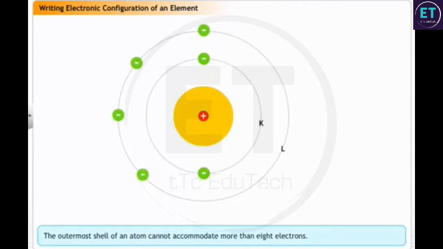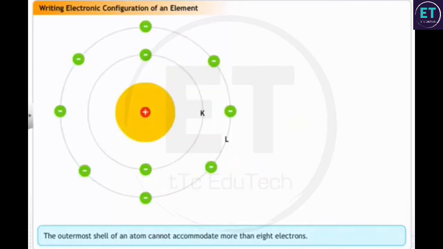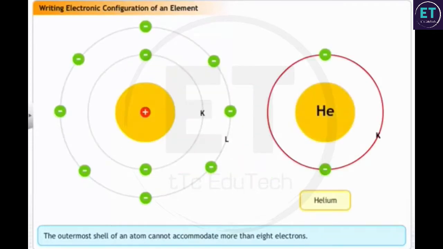During the arrangement of electrons in the shells, the outermost shell of an atom cannot accommodate more than 8 electrons, even if it has the capacity to accommodate more electrons. Generally, the outermost shell of an atom can have a maximum of 8 electrons only, even though it has the capacity to accommodate 18 electrons. This is due to the fact that having 8 electrons in the outermost shell makes an atom stable. There is an exception: if the outermost shell is the first shell or K shell, the shell can hold only 2 electrons. For example, helium has only one shell in its atom.